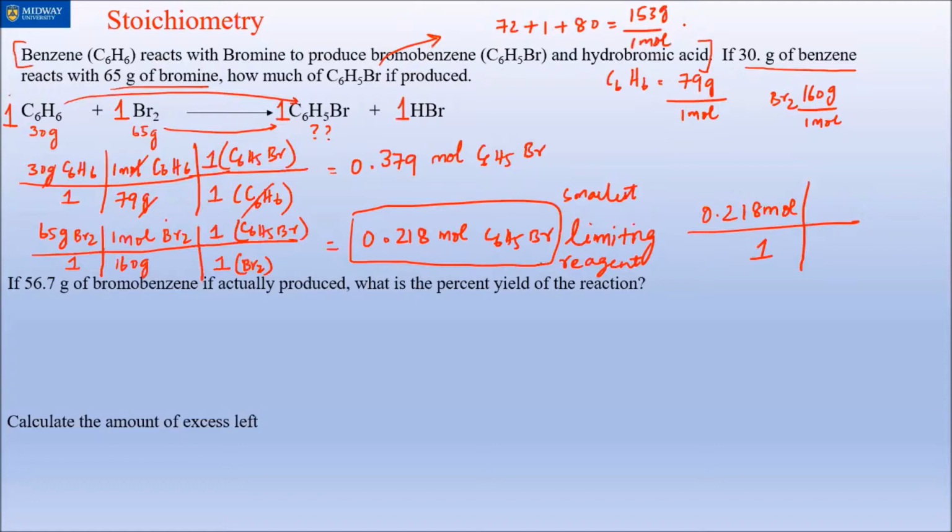So when you want to go from grams to moles, you divide by molar mass. When you want to go from moles to grams, you multiply by the molar mass. 153 grams per 1 mole, and that's pretty much it. So 0.218 moles is 33.35 grams.